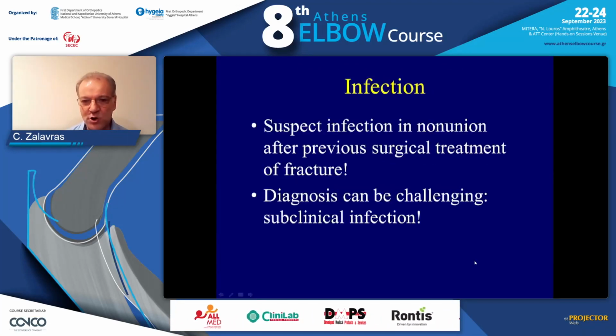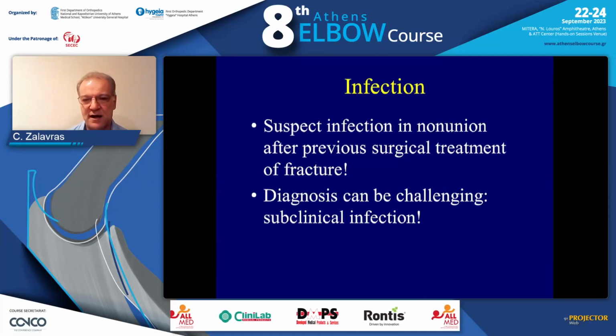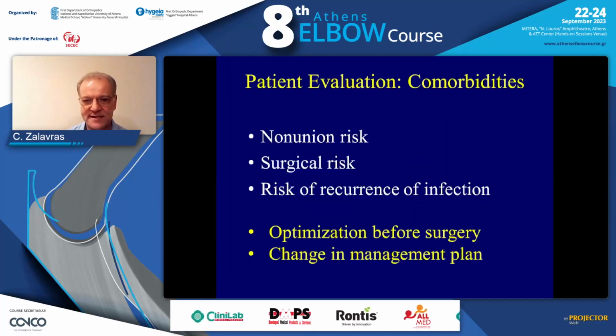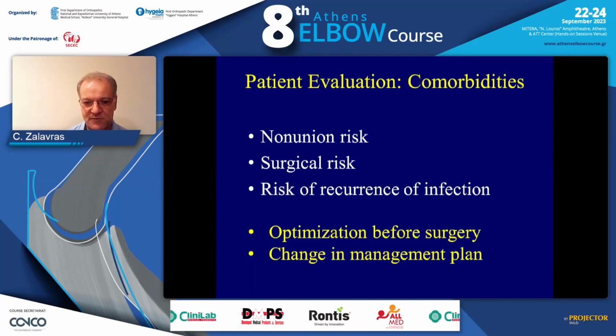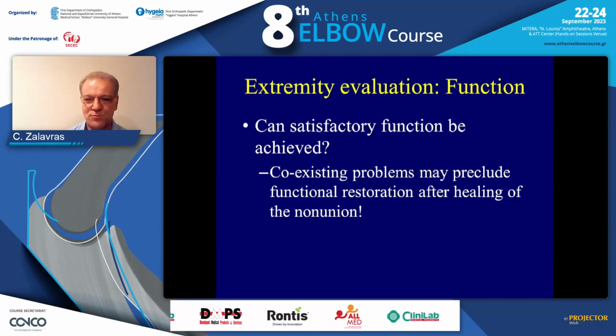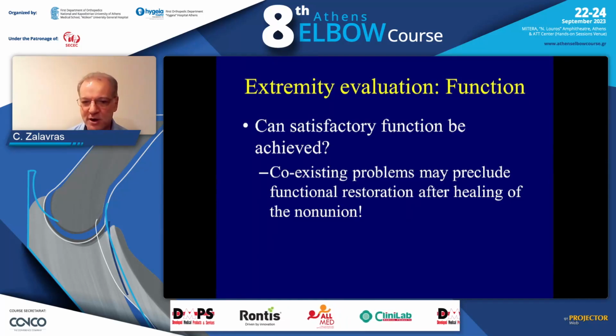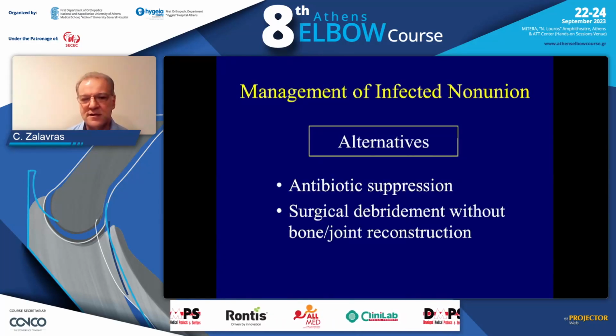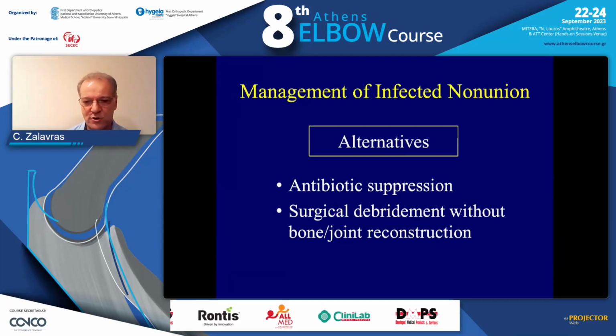Going to an infected non-union, we should always suspect infection. As I mentioned before, we can have surprise positive cultures in all these cases, and we need to optimize the status of the patient beforehand. And we need to assess whether satisfactory function can be achieved, because pre-existing or coexisting problems may preclude functional restoration. So we may elect antibiotic suppression or just debridement without reconstruction of the joint.